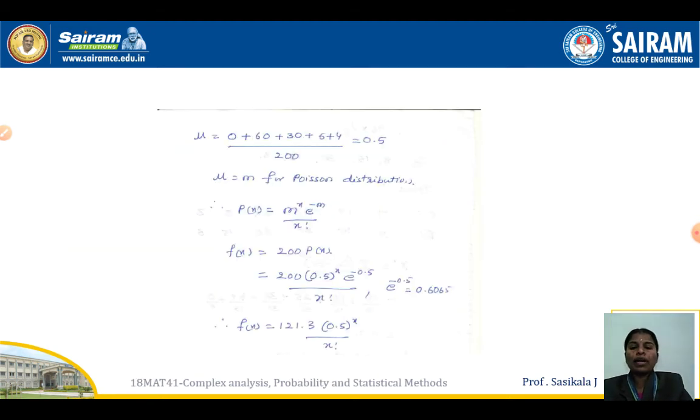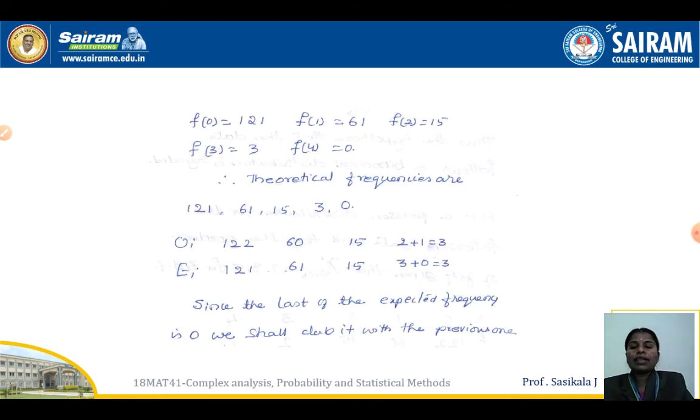As per the formula, n into p of x. So n is nothing but the sum of your frequency here. It is out of 200. So 200 into p of x. You can substitute it, and the e power of minus 0.5 value you can directly substitute to make the calculation easy. So you will get 0.6065. So I'll get your f of x value, multiplied with your 200 into e power minus 0.5 value, will get 121.3 into 0.5 the whole power x by x factorial.